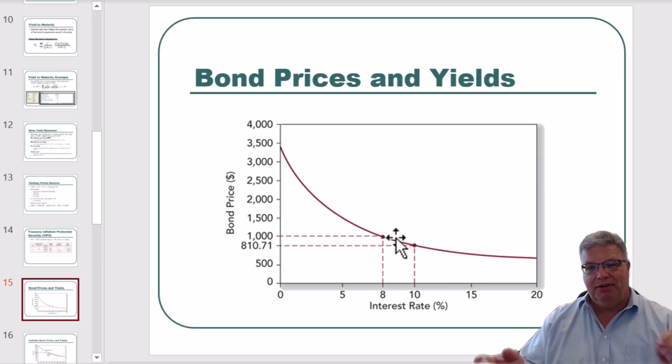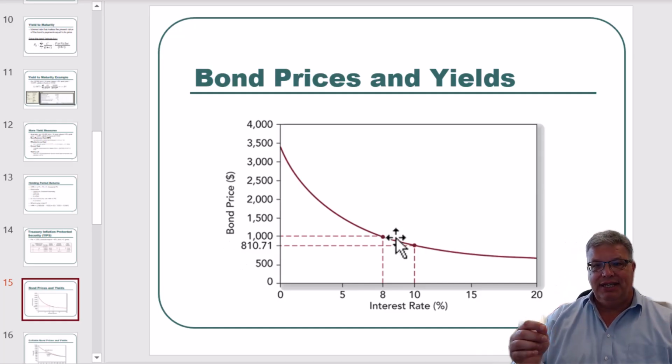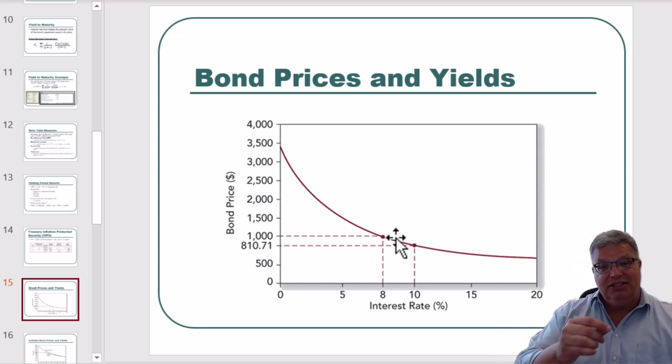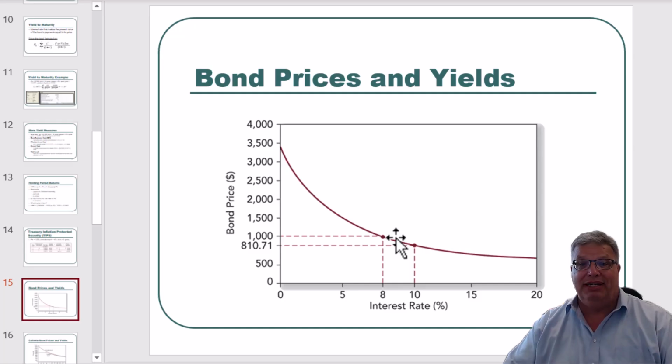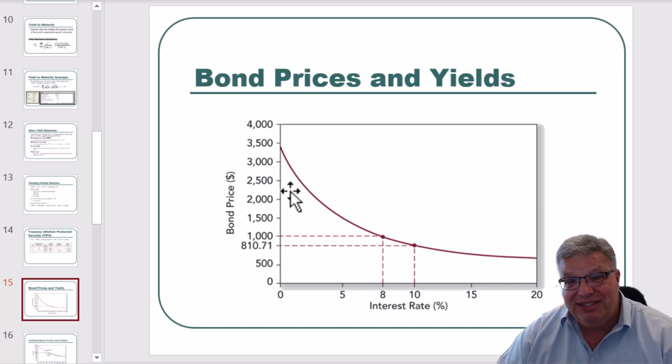So this bond price and yield, it turns out if we were to calculate all the different variations of interest rate and what would happen to the bond price, it follows this curve. Okay? It follows a curve.